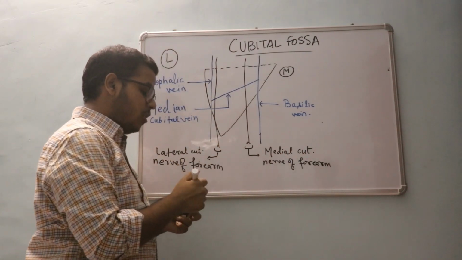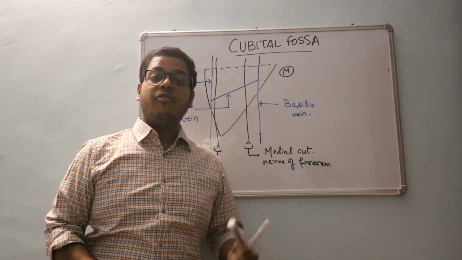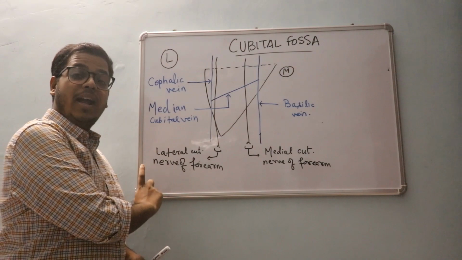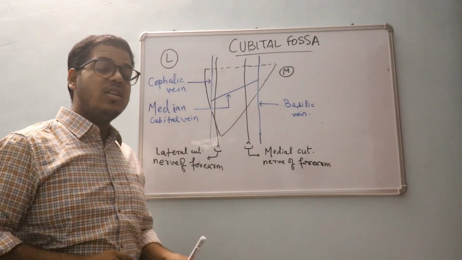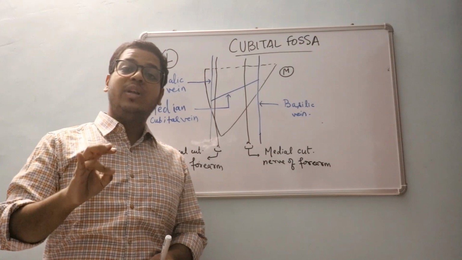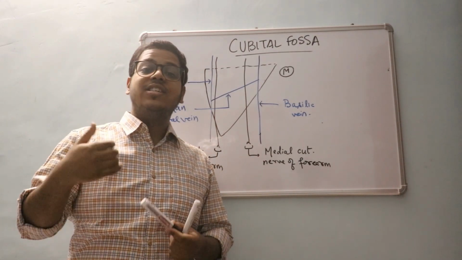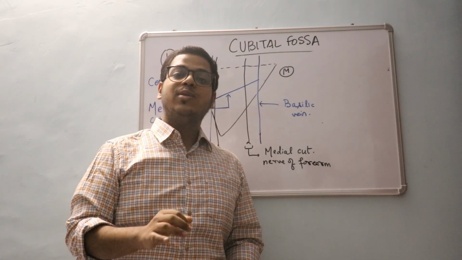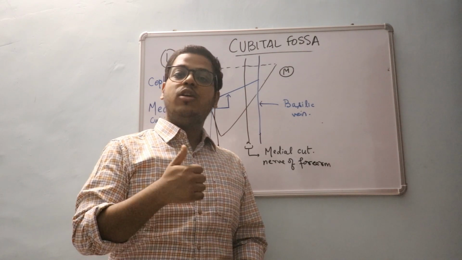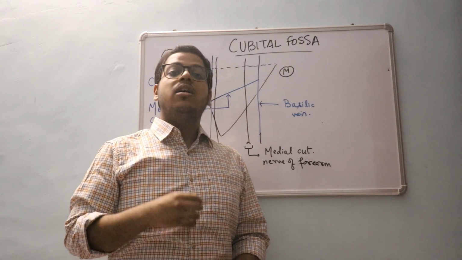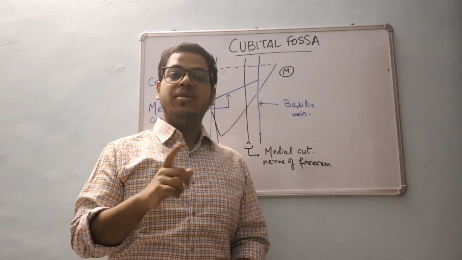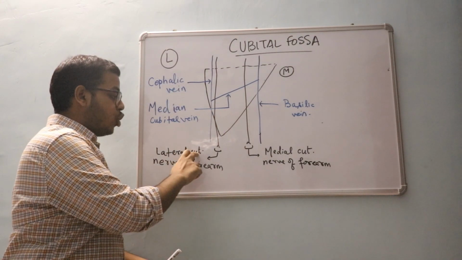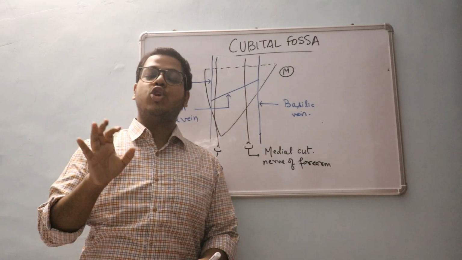So what is the medial cutaneous nerve of the forearm? It is the branch coming directly from the medial cord of the brachial plexus. And what is the lateral cutaneous nerve of the forearm? It is a continuation of the musculocutaneous nerve. The musculocutaneous nerve is known as such because it has muscular supply as well as cutaneous supply. The muscular supply is in the arm, to the BBC muscles: biceps brachii, brachialis and coracobrachialis. And it continues into the forearm as the lateral cutaneous nerve of the forearm, hence the name musculocutaneous nerve.